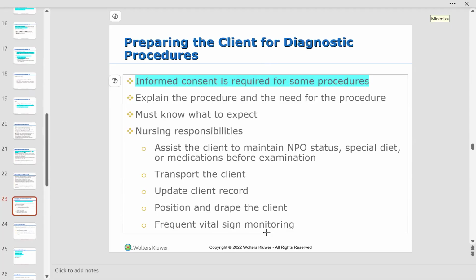And you know that with informed consent, when you're witnessing it, the only thing you're witnessing is the patient's being awake, alert, and oriented, not under duress. So they're not being forced to sign it. They're not medicated or cognitively impaired in any way, shape, or form. You're witnessing that informed consent. That is all you're witnessing.